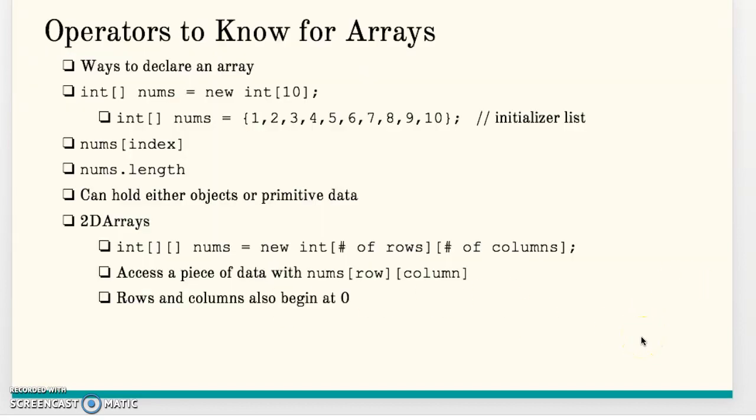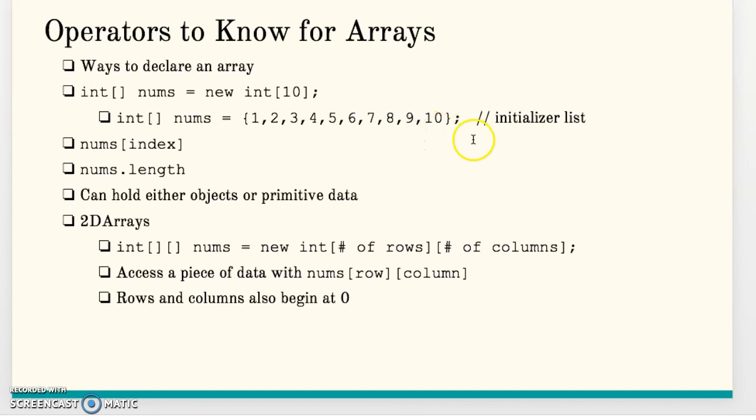So, operators that we need to know with arrays. First of all, we have to know there's a variety of ways we can declare an array. If we are just making a generic array, like we see here, what we are doing is allocating space for 10 integers. The default integer value is 0, so this would give me space for 10 ints, all of value 0.